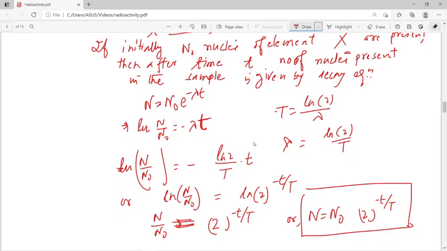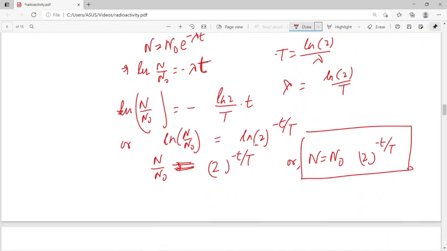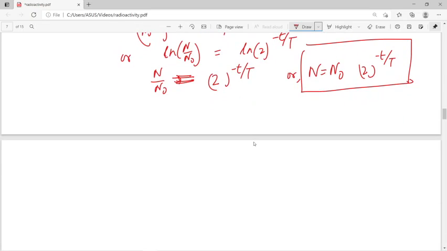This equation is an alternative form of the decay equation that is useful for numerical applications. So what are the corresponding formulas that we will get?